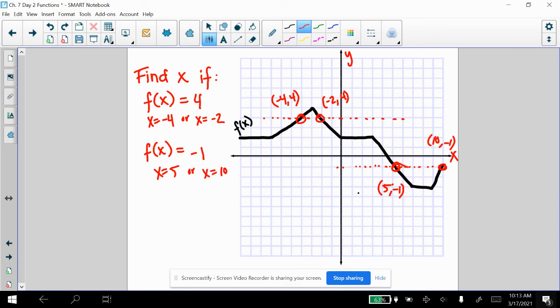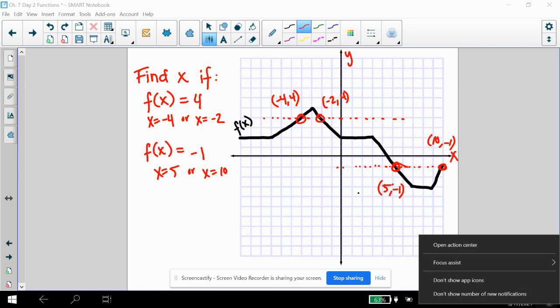So hopefully this makes sense in terms of how to continue to use your functions as well as how to interpret function notation on the graph.